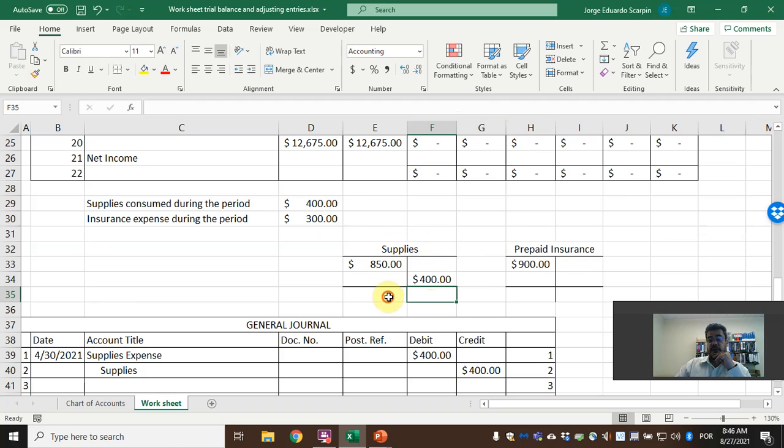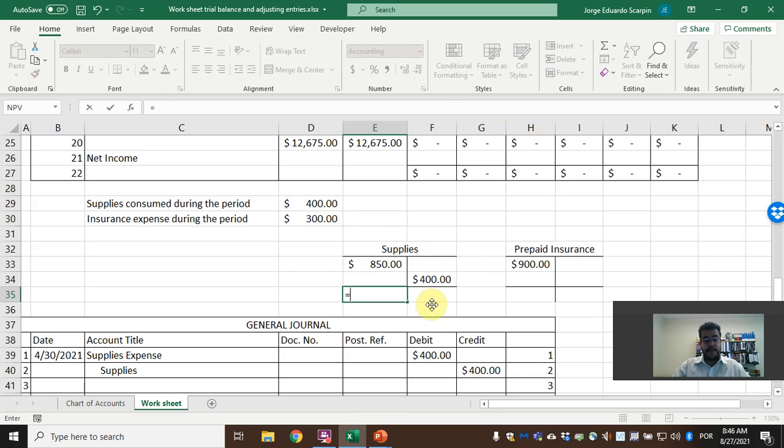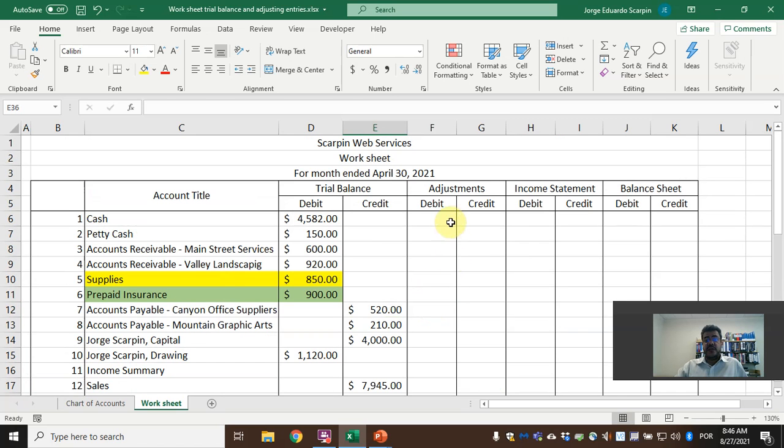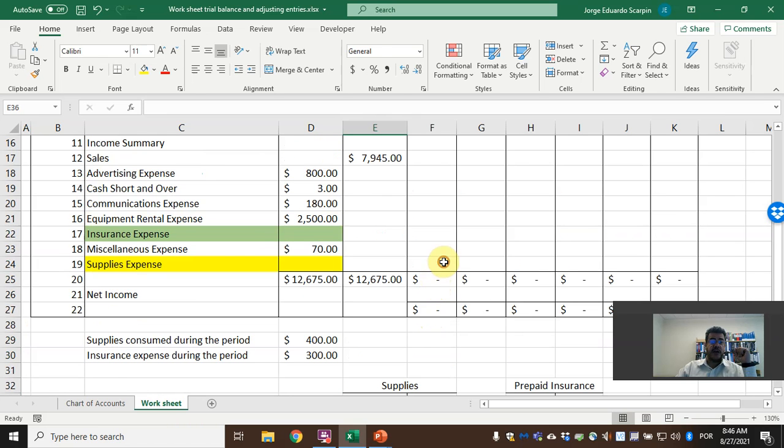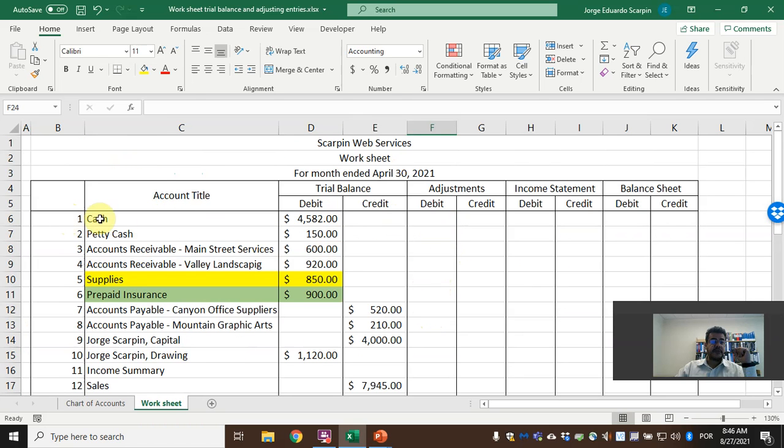So here, supplies, $400. And then our ending balance will be the sum of debits less the sum of credits, 450. So in our worksheet, we need to perform this adjustment. That is transcribing the journal entry. So supplies expense, a debit, 400.